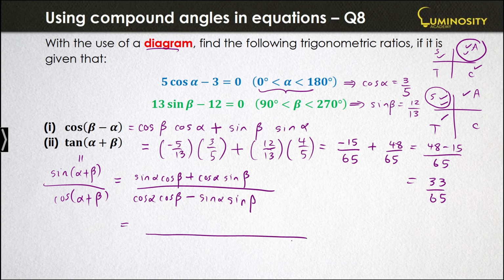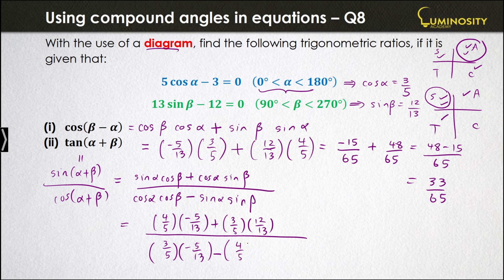Okay, so now we just have to carefully plug in the values and then go ahead and solve. So sine alpha, we worked it out, was 4/5. Cos beta, we worked that out, was -5/13. Plus cos alpha is 3/5 times sine beta, which is 12/13. Okay, that's the numerator. And the denominator, cos alpha is 3/5 times cos beta, which was -5/13, minus sine alpha, which was 4/5, times sine beta, which is 12/13.